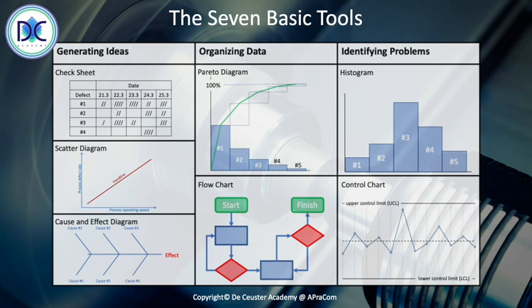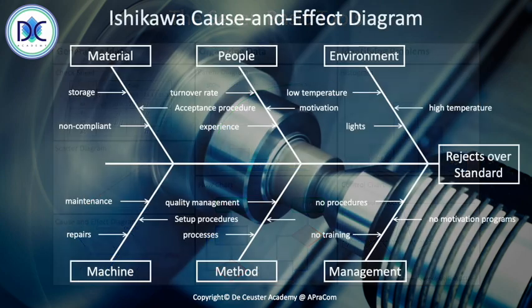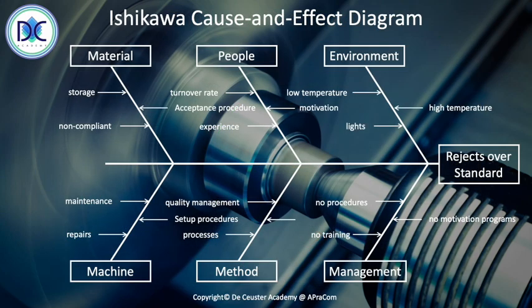Then we have the Ishikawa cause and effect diagram. We look at the effect, which is about rejects over the standards, and these can be created by elements related to the material, the people, the environment, machine, methods, and management. So we have to find out what the different elements are. For example, what are the causes of the environment? The temperatures may be low, there may be lights that are preventing us from working properly, there may be high temperatures, things like that.